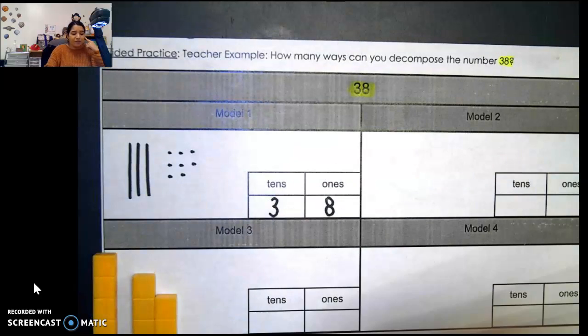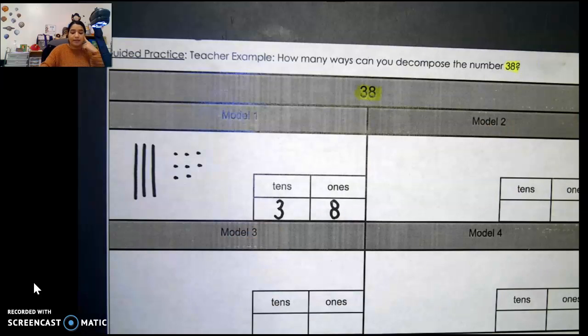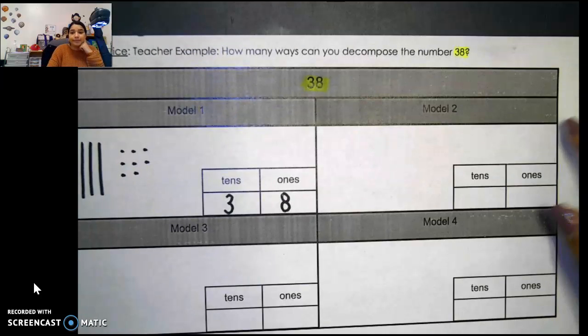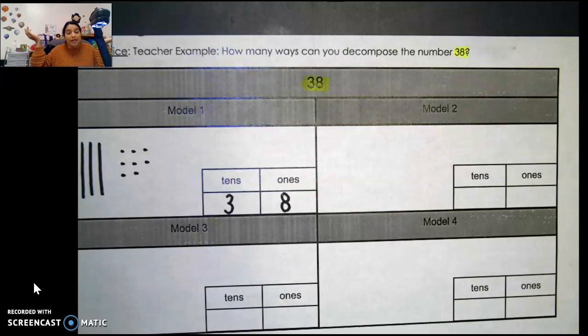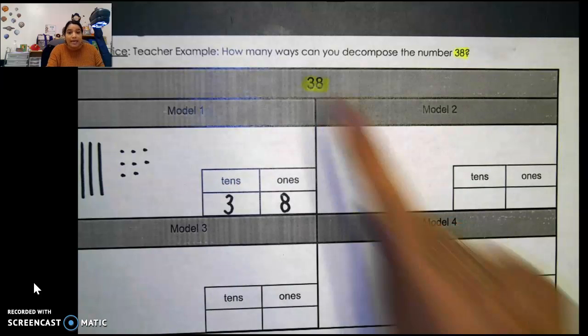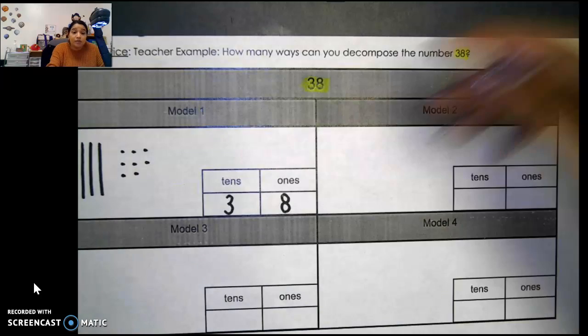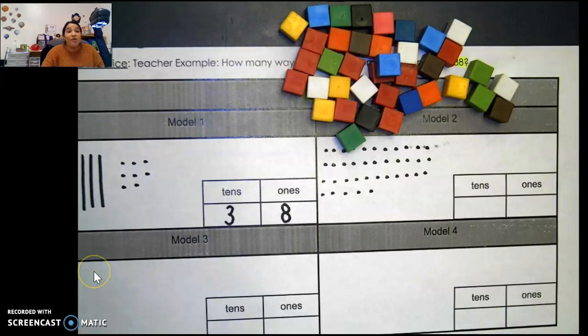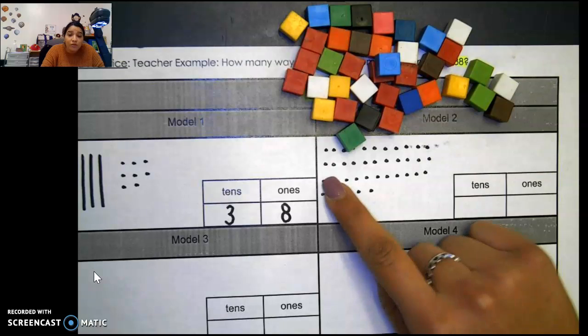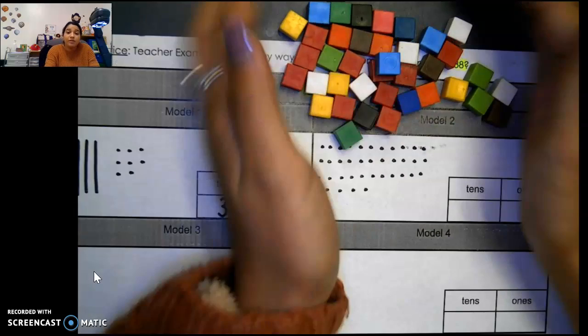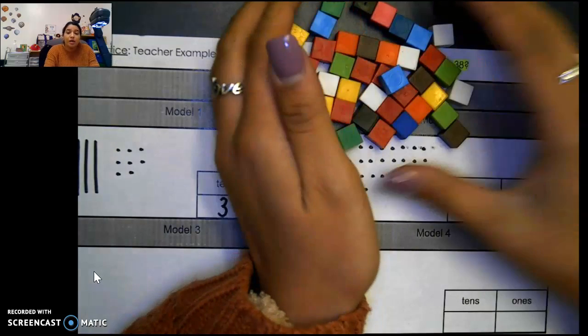Let's go ahead and think of another way we can do 38. We can do all ones, right? If we have 38 ones, that still gives me 38. So I'm going to go ahead and draw 38 ones right here. Okay, I went ahead and drew all my 38 ones and I got my 38 ones blocks.